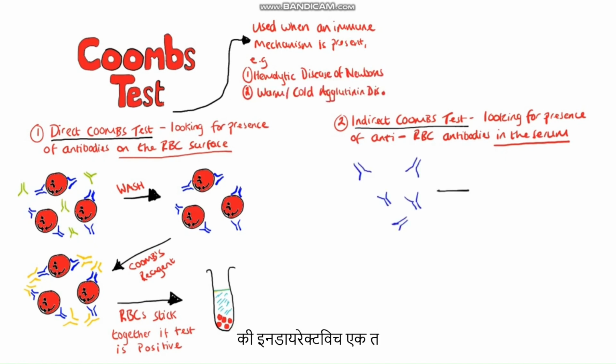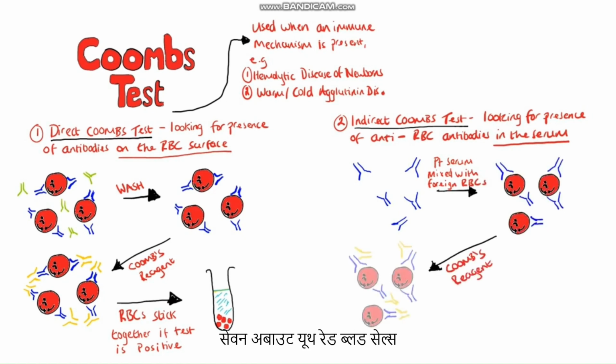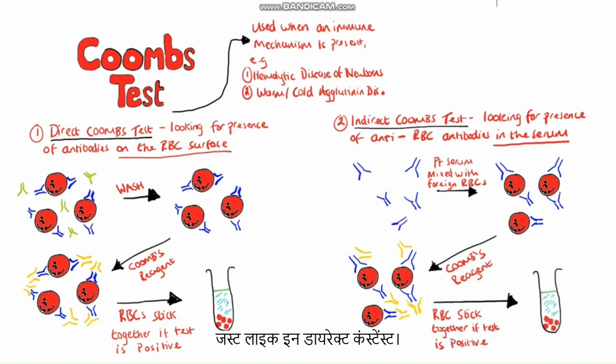In the indirect Coombs test, instead, we take the serum of our patient and mix it with foreign red blood cells. Then we add Coombs reagent, and if any antibodies in the serum have bound to the red blood cells, then we'll see the red blood cells clumping together, just like in the direct Coombs test. So overall, for the indirect Coombs test, we're testing for the presence of antibodies in the serum of our patient that will then bind red blood cells.